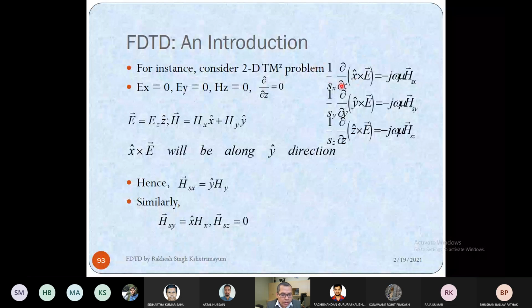1 by Sx del x, x hat cross product with electric field is equal to minus j omega mu H split x. Similarly, second, third, and so on. This is what we need to solve.